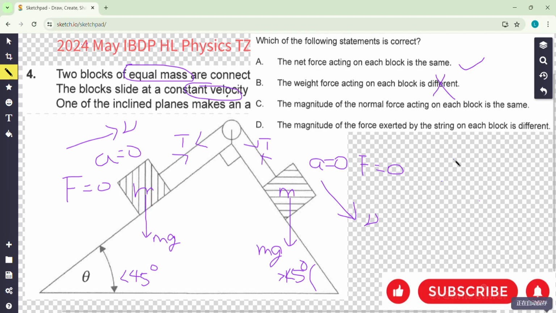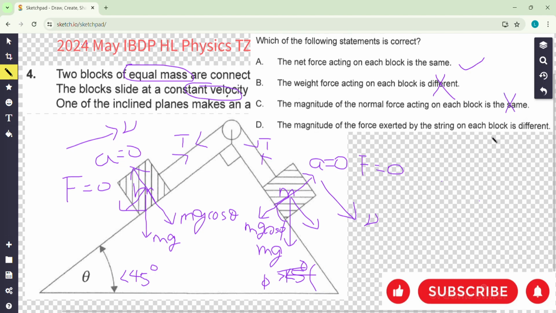Well, the magnitude of the normal force acting on each block is the same. So what is the normal force? Decompose mg into 2 components. So this is mg cosine theta, and this one is mg sine theta. And this one, let's call it phi, is mg cosine phi. So the 2 normal reaction forces equal mg cosine theta and mg cosine phi respectively, but theta and phi are different, right? So the normal reaction forces should be different.